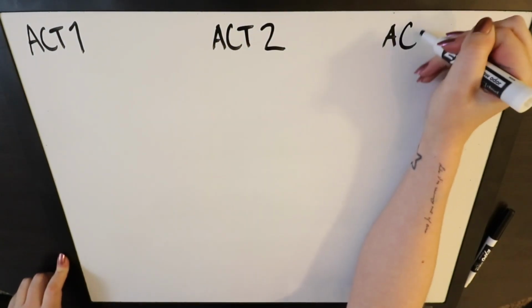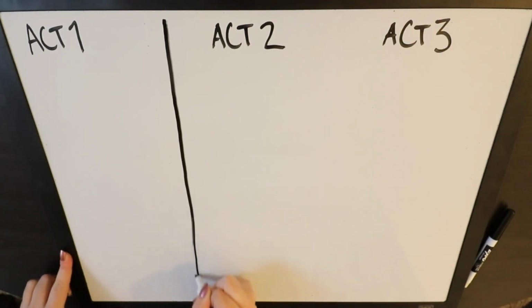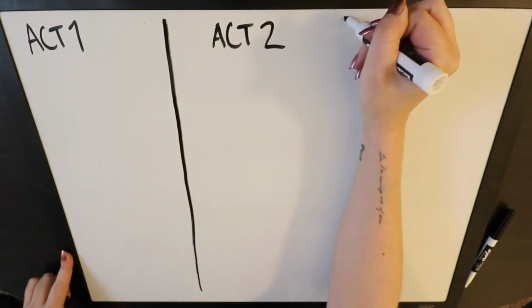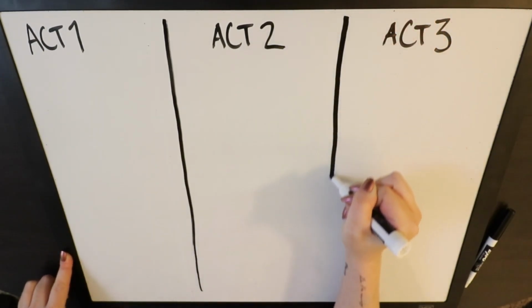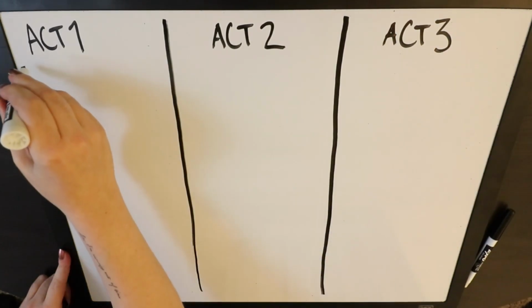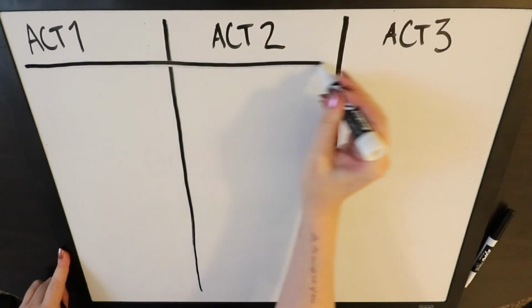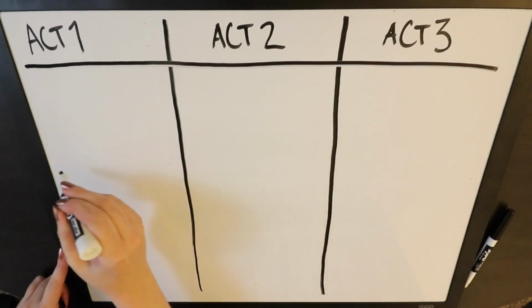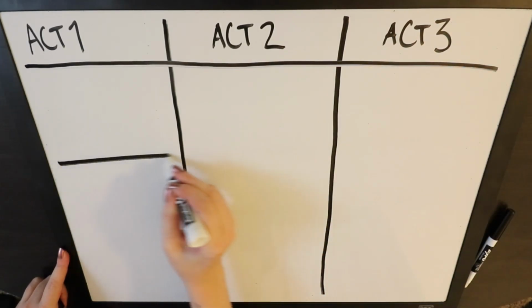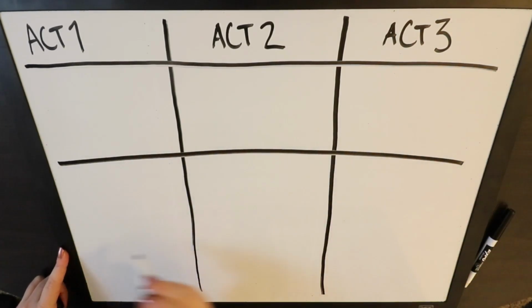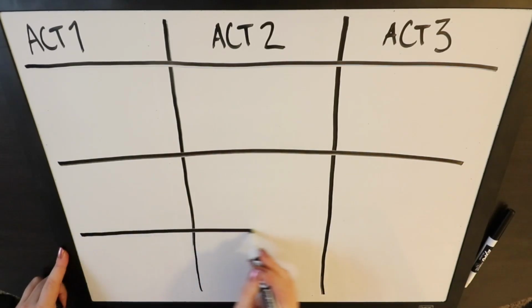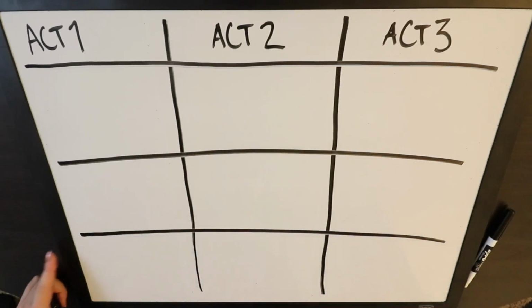First, I want to do a basic overview of this structure. So I start with 3 acts, a beginning, a middle, and an end. And then I further divide those. And I give each act its own beginning, middle, and end. And I call these 9 things blocks because I don't know, that was the word that stuck in my head.